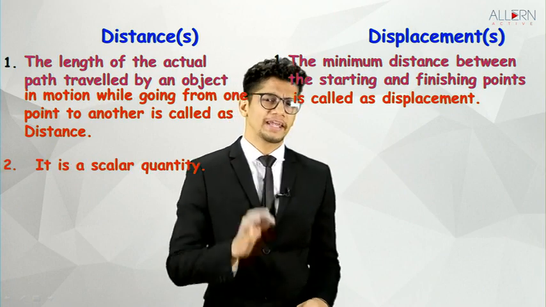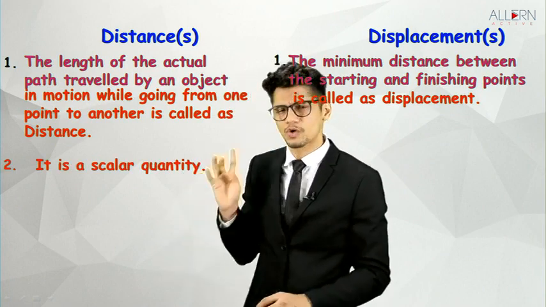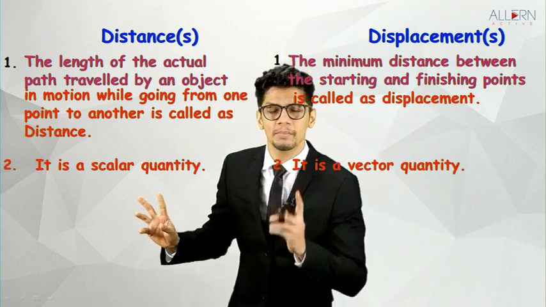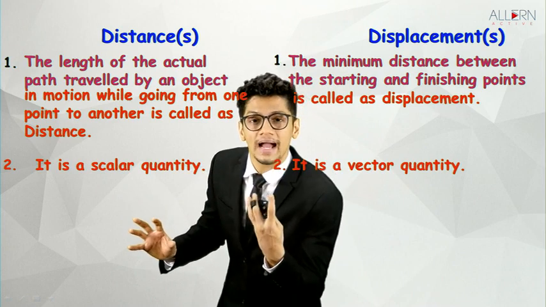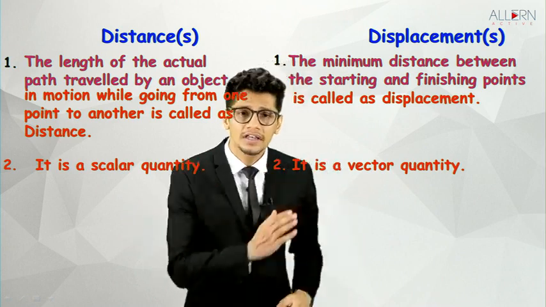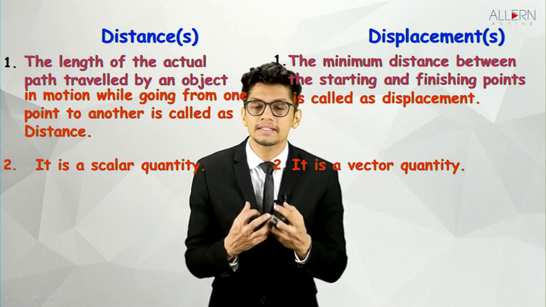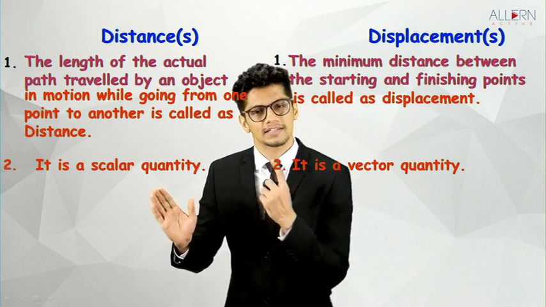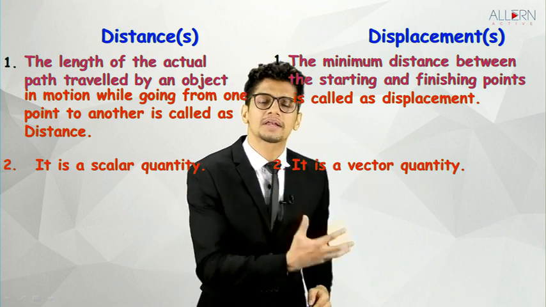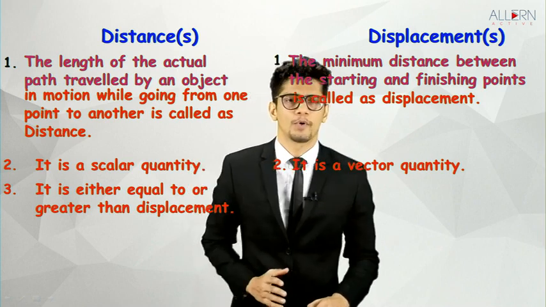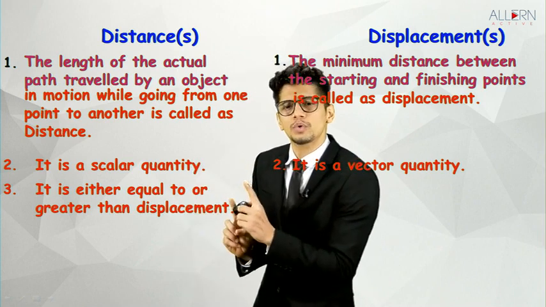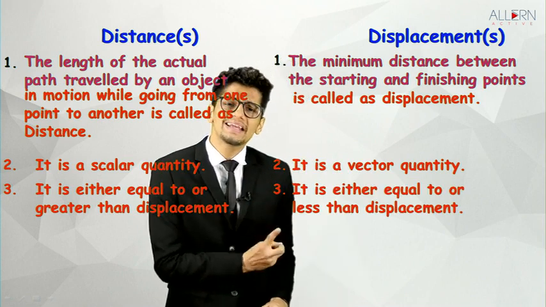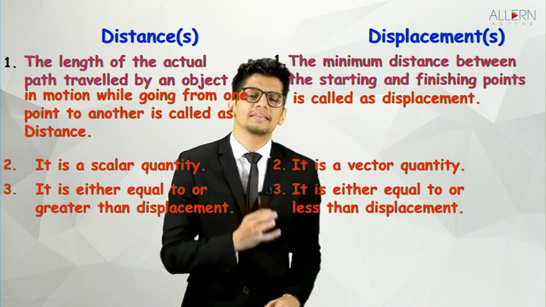Now let's move on to the second point. It says that this is a scalar quantity and this is a vector quantity. Now scalar quantity means it requires only magnitude for its description, and a vector quantity means it requires magnitude as well as direction. So distance is a scalar quantity; displacement is a vector quantity. Now the third point. It is either equal to or greater than the displacement, and if you see over here, it says it is either equal to or less than the displacement.